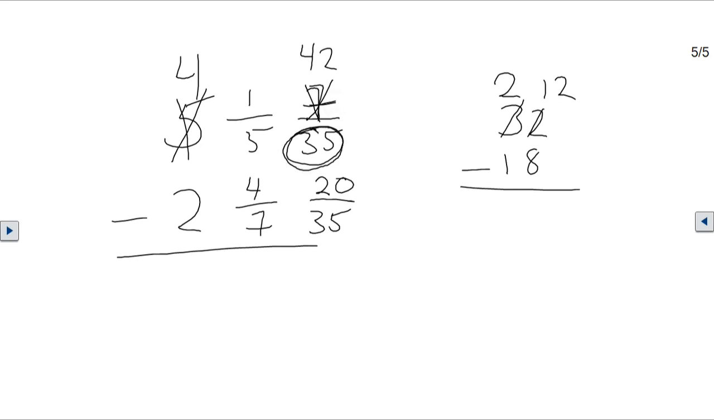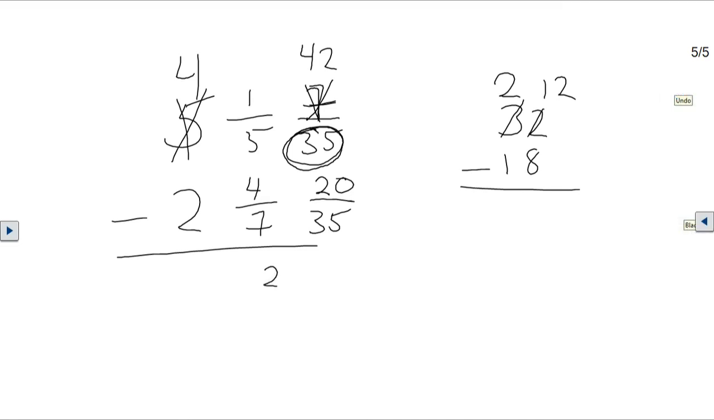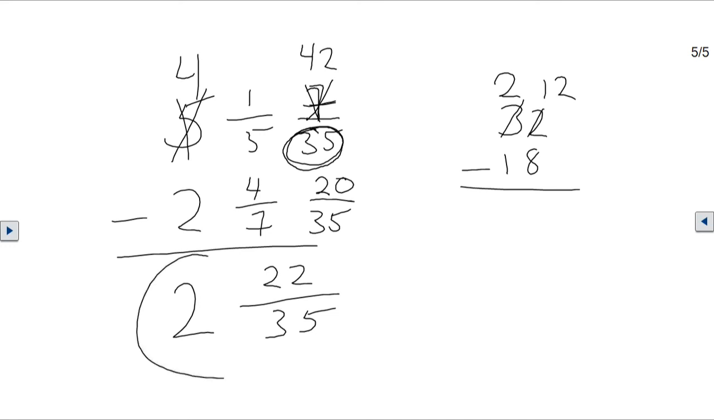I've borrowed a whole. Well, a whole in our situation, right? The bottom of the fraction tells us pieces in a whole. So since I borrowed a whole, I've added 35 pieces onto my fraction part. So the 35 I add with the 7, since there's 7 there already, to get 42. Now I can subtract 42 minus 20 is 22. 22, there we go. 35ths. And then my whole, 4 minus 2 is 2. Okay, can't reduce that, so that's my answer.